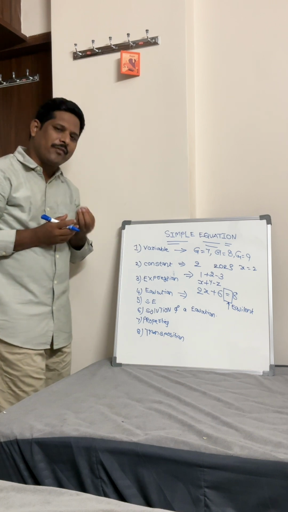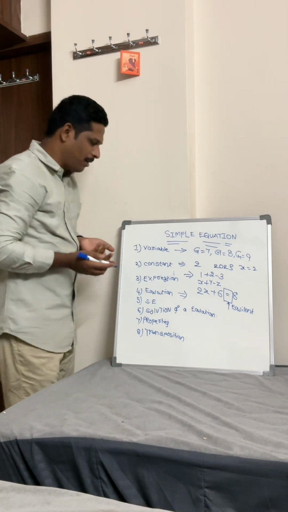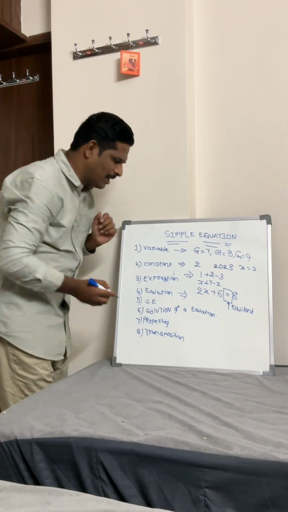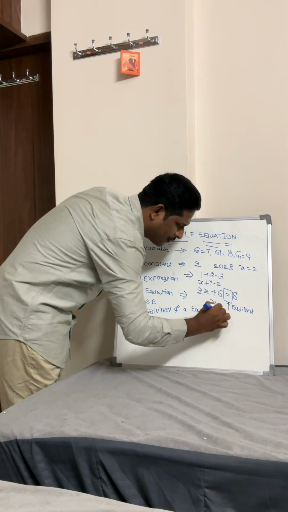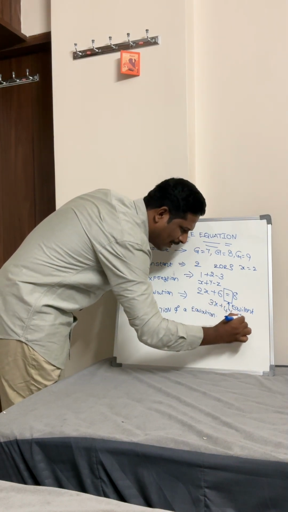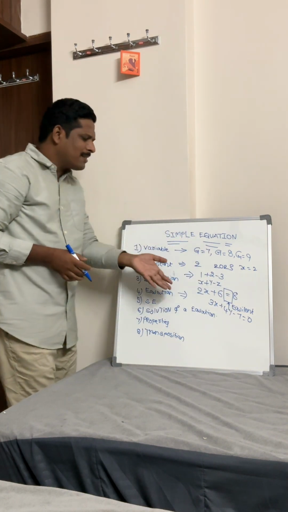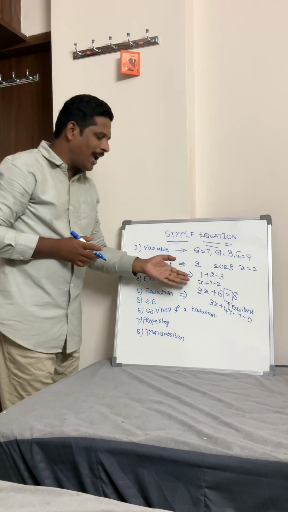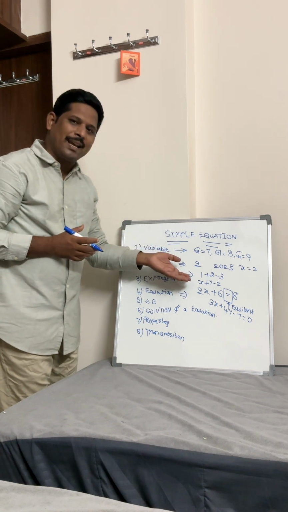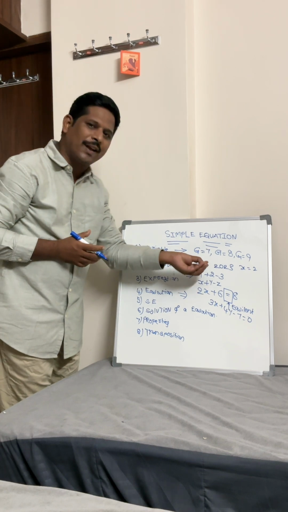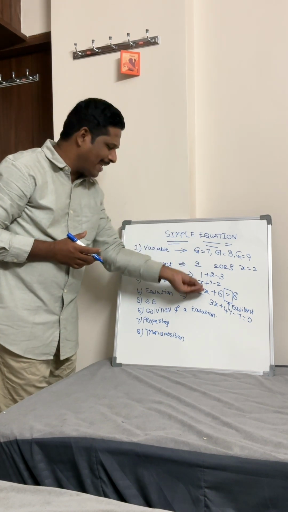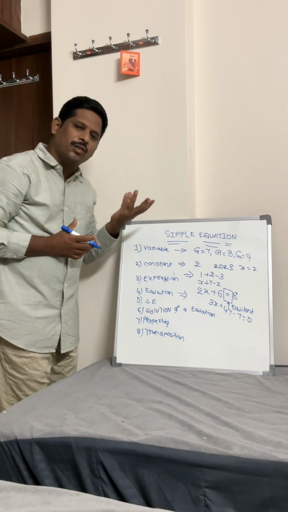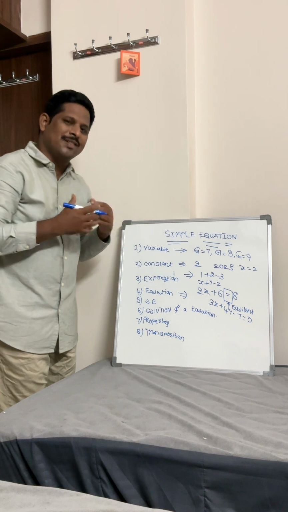Simple equation is nothing but an equation with a single variable. For example, 2x plus 6 is equal to 8 is a simple equation. Let us see 3x plus 4y minus 7 is equivalent to 0. It is not a simple equation because here we have two variables, x and y. To solve it, we need some other equation to find the values of x and y. But in the first one, we have only x as a variable, so it is a simple equation. If we have more than one variable, it is not a simple equation.